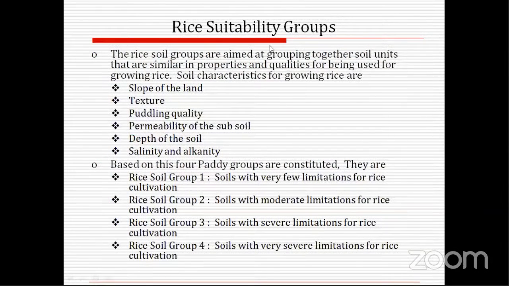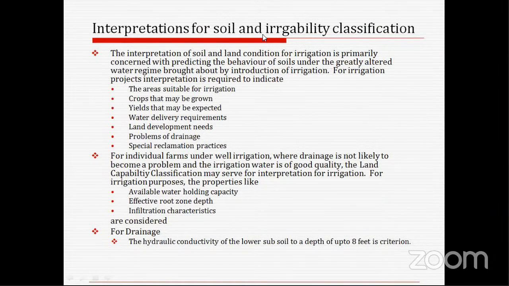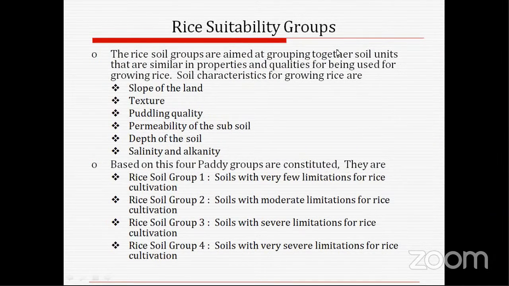And another classification is called, students, rice suitability classification. We will read the irrigation classification separately, there is a separate slide for it. Before that, we will see the rice suitability classification. Students, rice is a peculiar crop. It can grow anywhere. It grows in submergence. It grows in very dry conditions also. If you give very limited irrigation, it can grow. So yield may vary. That is the greatness of the paddy crop.